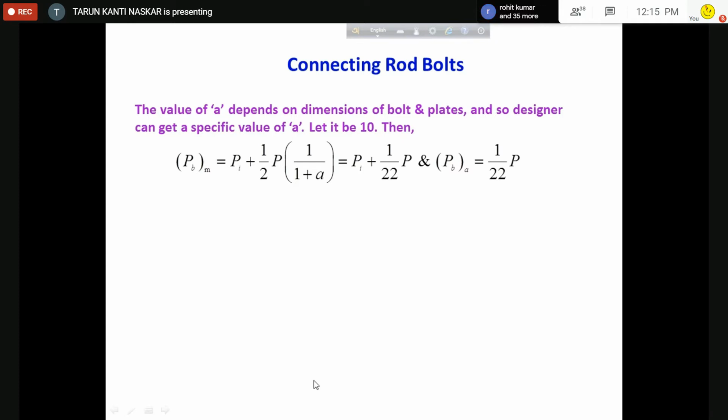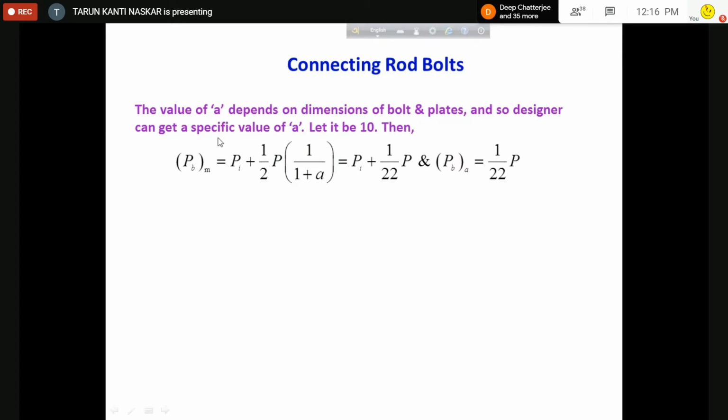Now the value A depends on dimensions of bolt and plates. That is Kb by Kc. You can remember the figure of bolt and preloaded bolt. So there was 3B and B. I have demonstrated it in the last class. So there is some external diameter and there is some internal diameter. So it depends on the dimensions of bolts and plates.